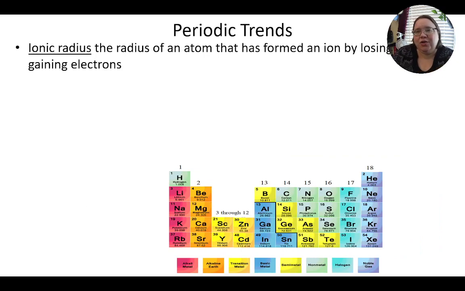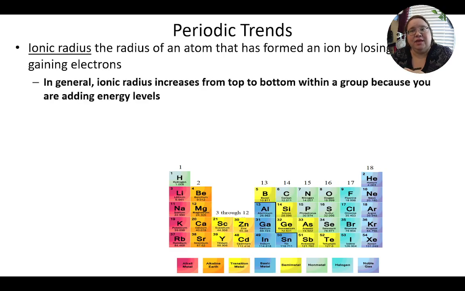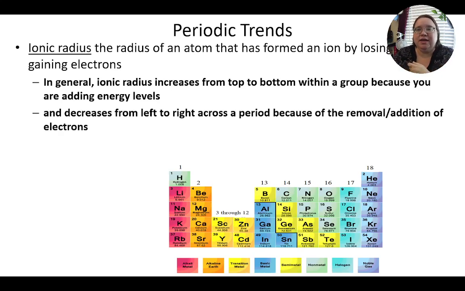So, ionic radius, same pattern as atomic. What is an ionic radius? Well, it's the radius of an ion. So it's an atom that has gained or lost electrons. Now, in general, it follows the same big pattern. As we go down a group, radius increases. Easy peasy, because we're adding more energy levels. As we go across, the ionic radius in general decreases.